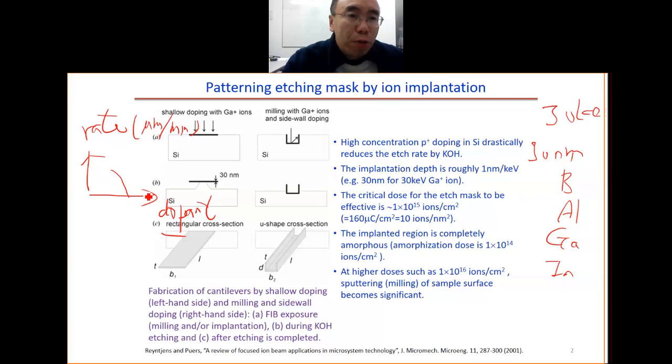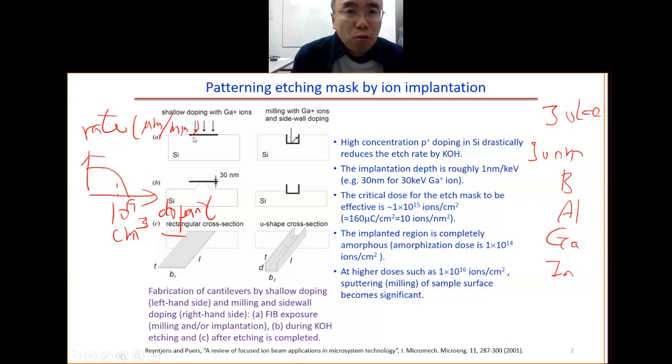When the doping concentration is higher than about 10 to the power 19 per cubic centimeter, the etching rate drops a lot. So when we have very high dopant with gallium ion, we know the etching will be stopped. If the dopant is this high, it gets stopped.